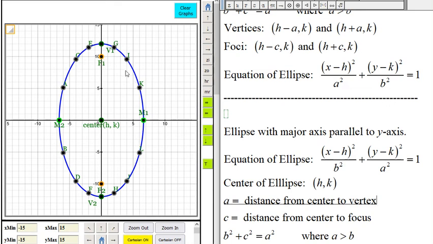And so to figure out whether it's this type of ellipse where the major axis is parallel to the y-axis, or it's the other type, where the major axis is parallel to the x-axis, we look at these two numbers right here and look for the larger one. If the larger number is under the x minus h squared, then it's the type where the major axis is parallel to the x-axis. But if the larger number is under the y minus k squared, then the major axis will be like this one, parallel to the y-axis.